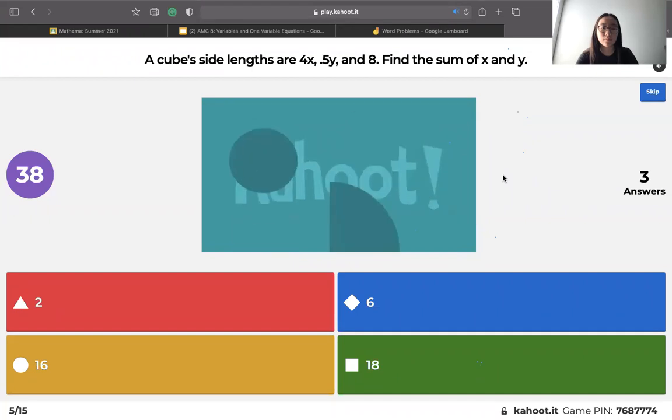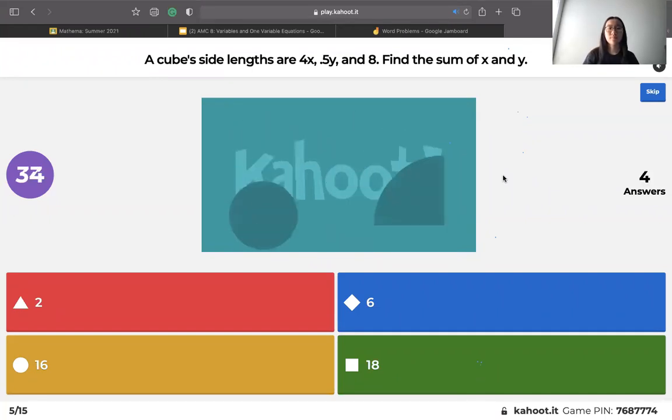So this one kind of has 2 variables, but try your best for now.